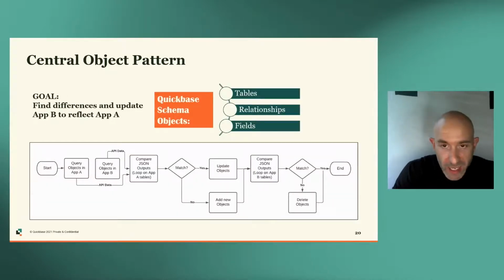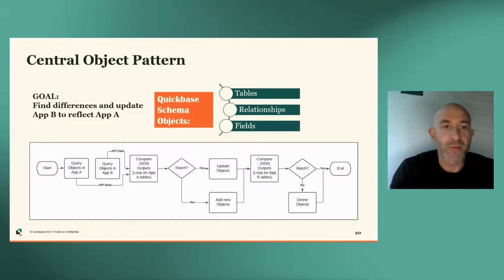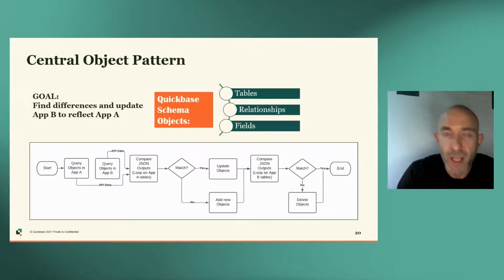Okay, so for the next tool we're going to talk about, the next process, there's really one central pattern we want to follow. The goal of running through this is going to be to find the differences between app A and app B. So we want to update app B to reflect application A for these different object types. So what are all the object types we're talking about? There's tables, there's relationships, and there's fields.